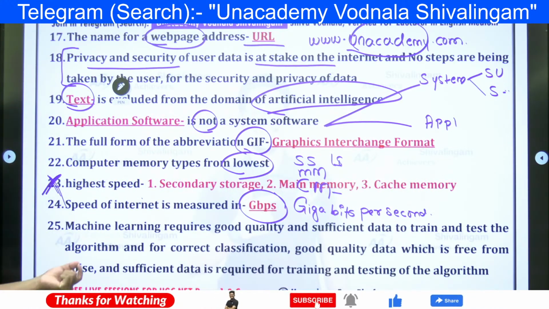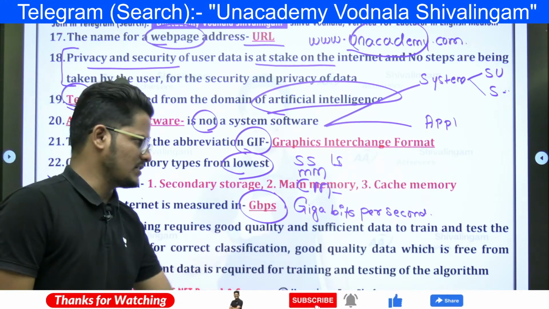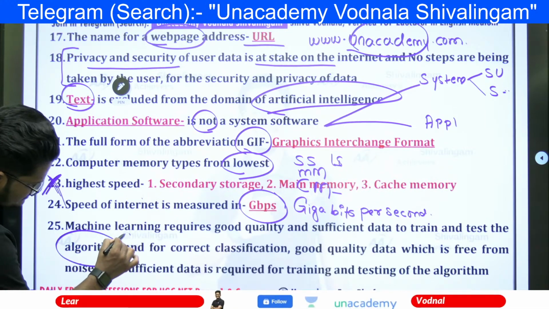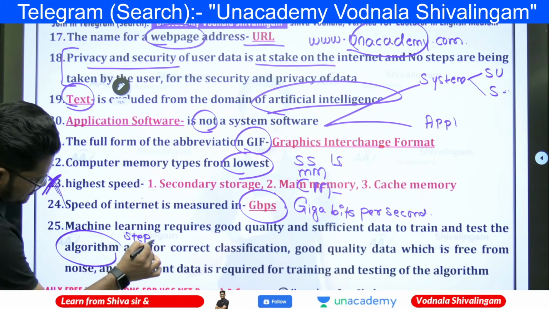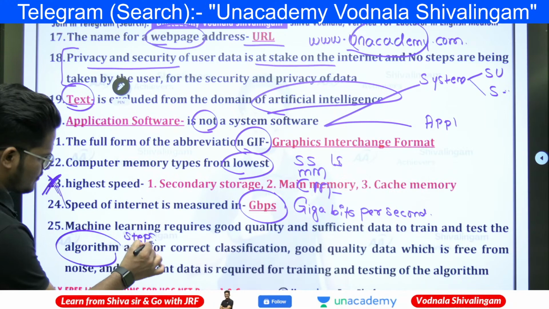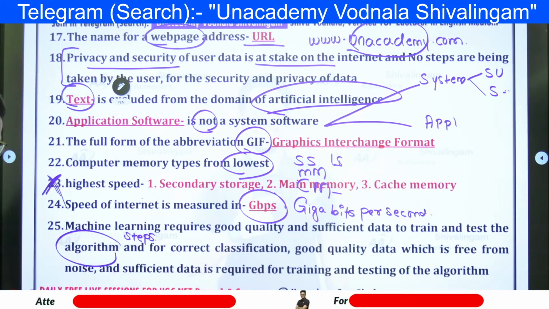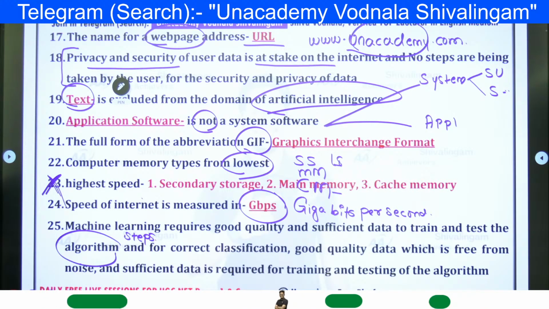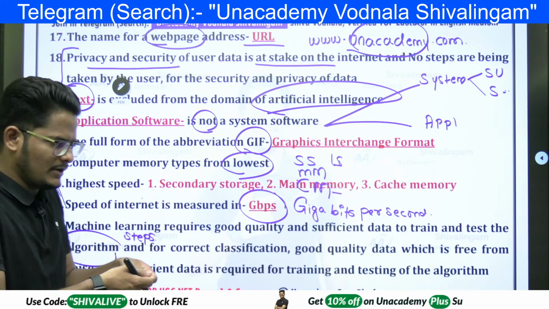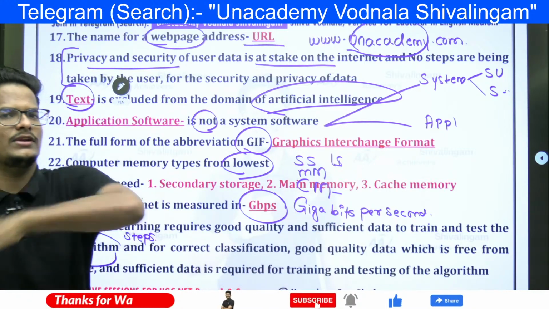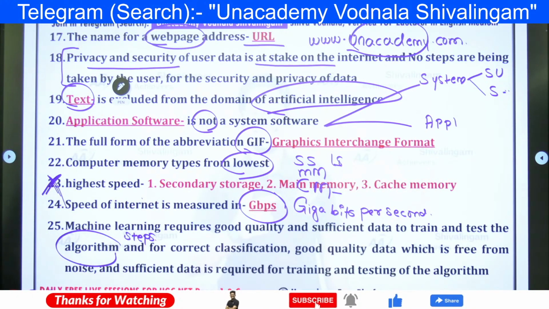Machine learning requires good quality and sufficient data to train and test the algorithm. Algorithm means sequential steps to get the output. For correct classification, good quality data, free from noise and error, and sufficient data is required for training and testing the algorithm. If you give the input and it is correct, only then you can move further; if it is not correct, it will come back. This is like a programmed instruction.